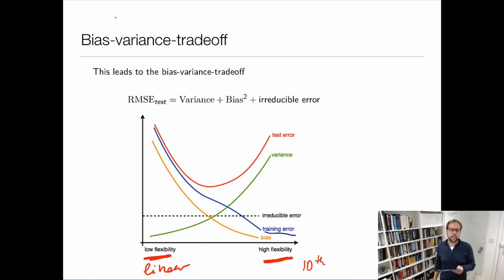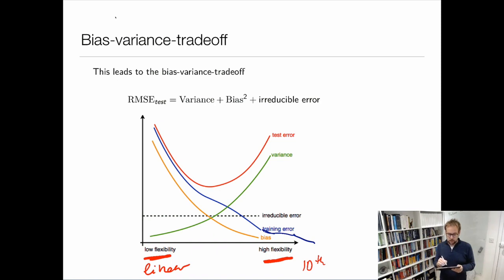And once I give it enough parameters, like in this case, if I have as many parameters as I have observations, I can fit the data perfectly, and this line will eventually go down to 0 here. On the other hand, the test error can go up again, which is what I see here.